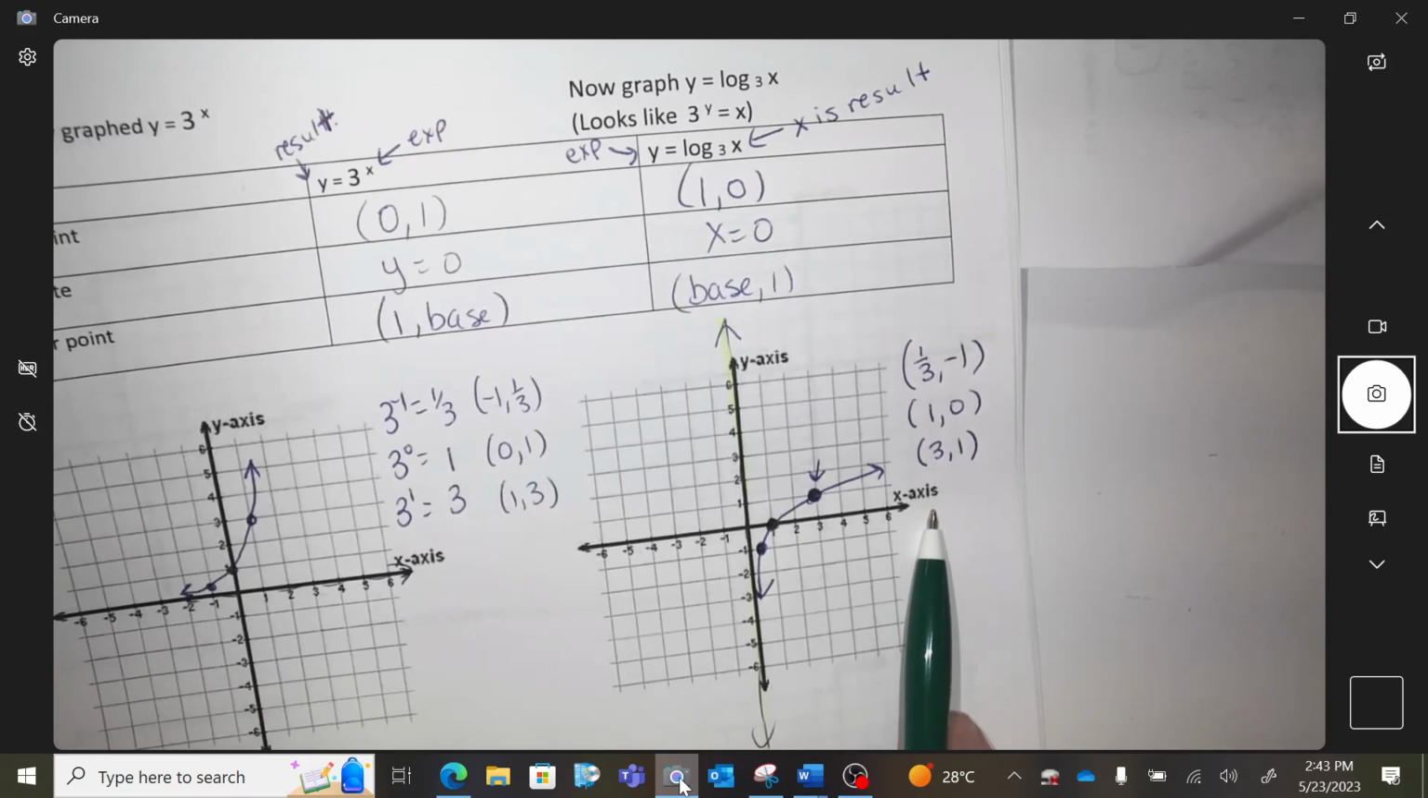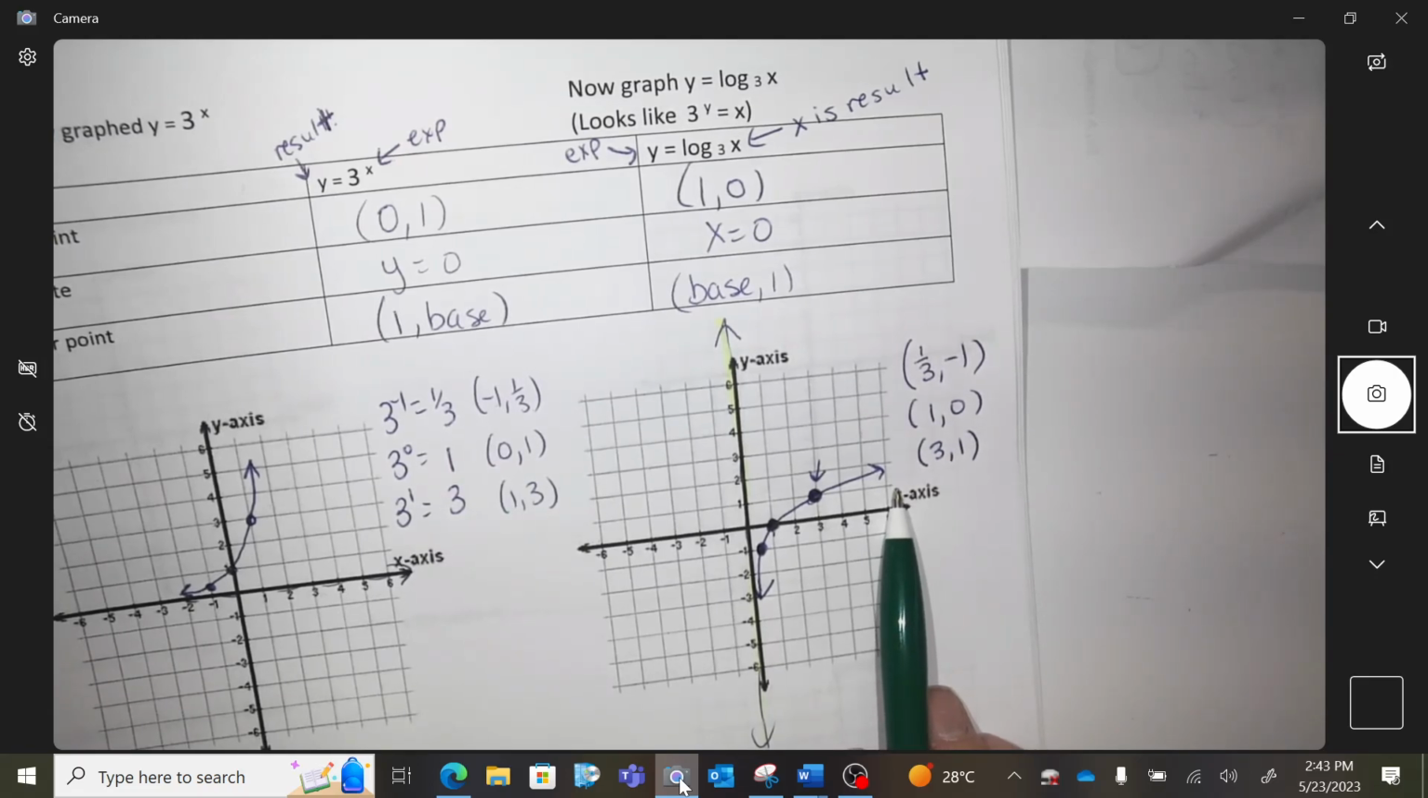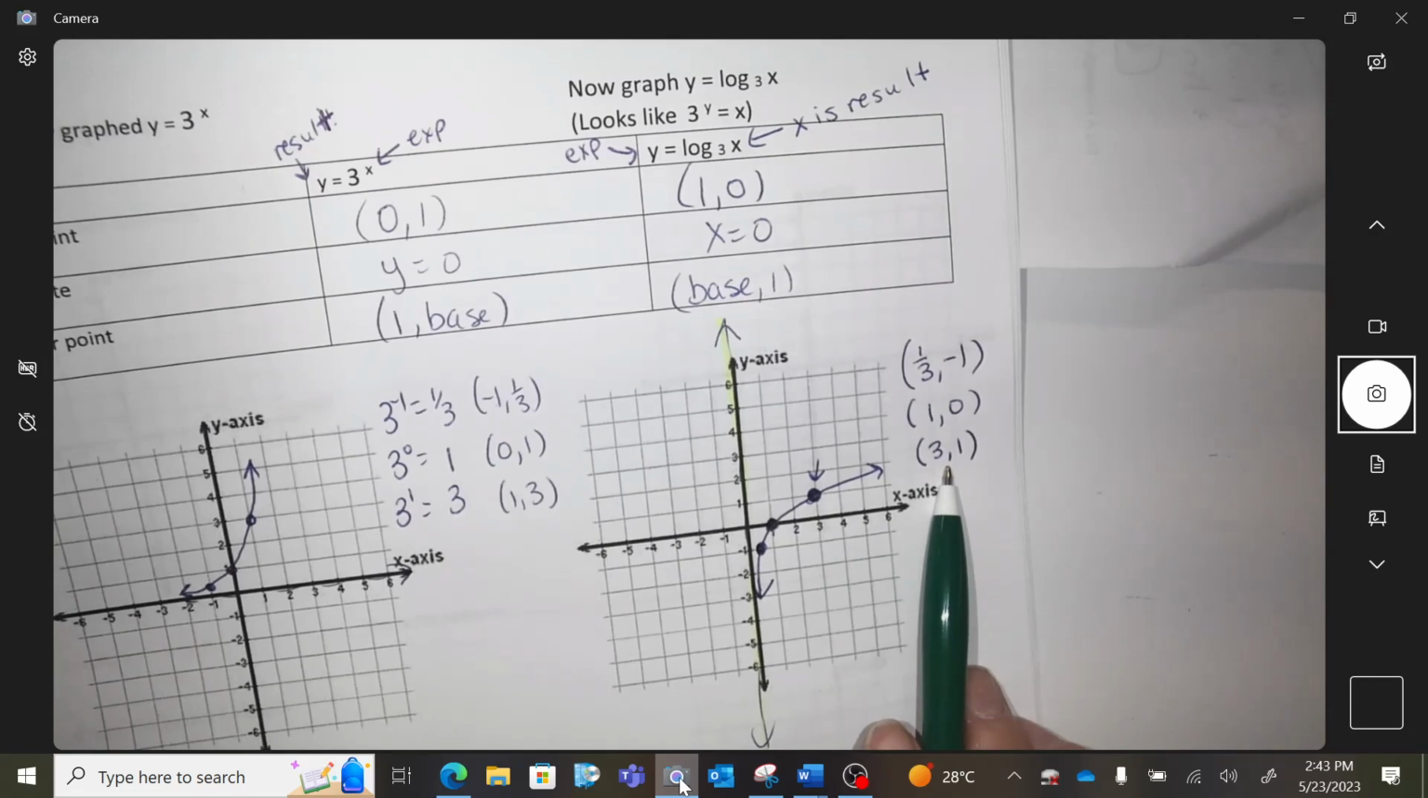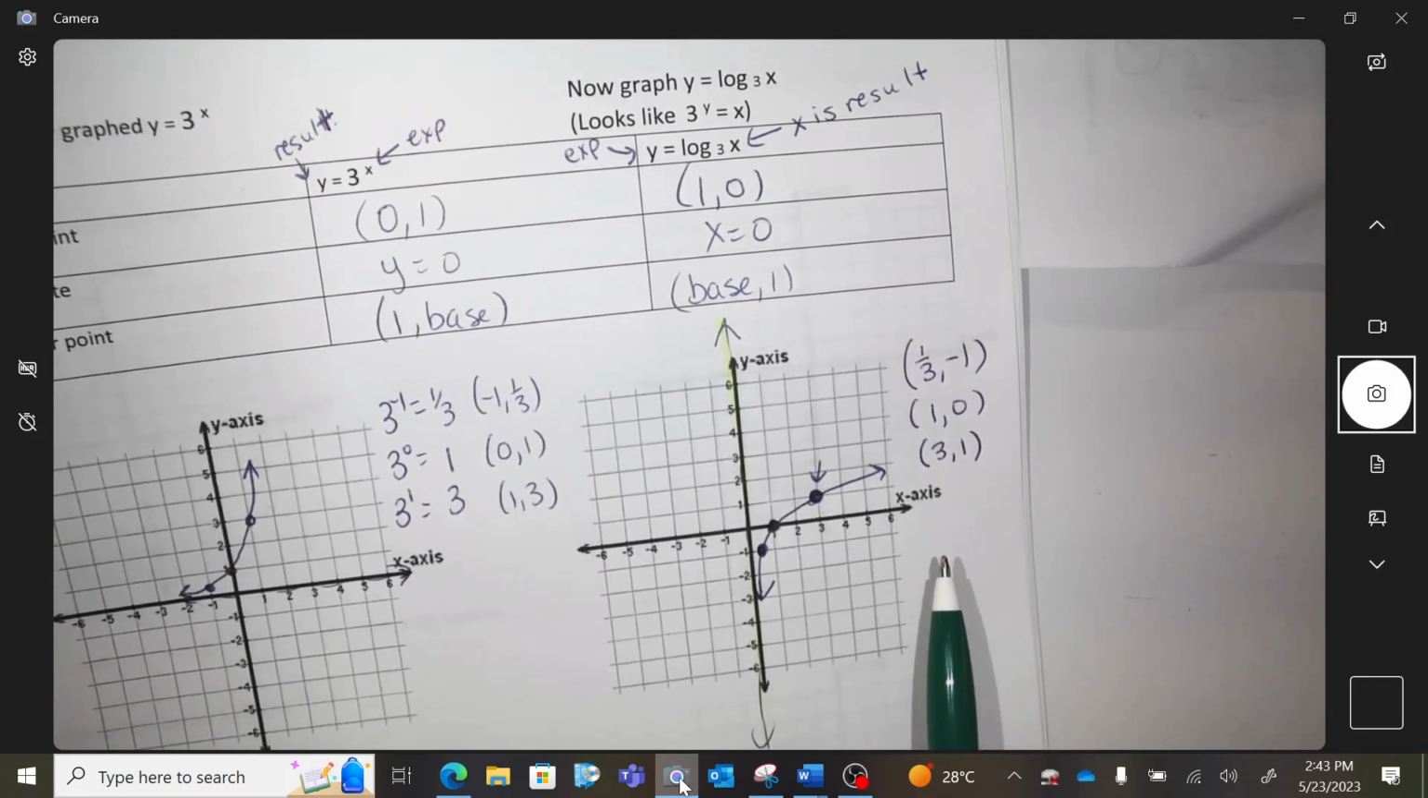Anybody know what the next good coordinate I would pass through on my way? Going, what was the next good coordinate I would get to? Nine, 2. Because 3 squared is 9. So that's the next good coordinate I get to. What's the next full coordinate I get to? 27, 3.